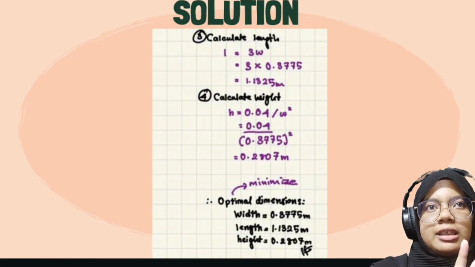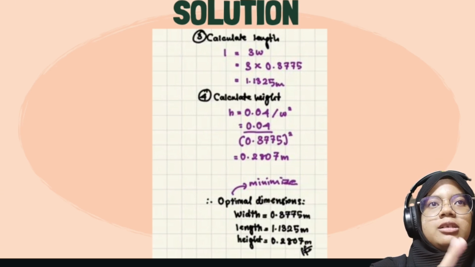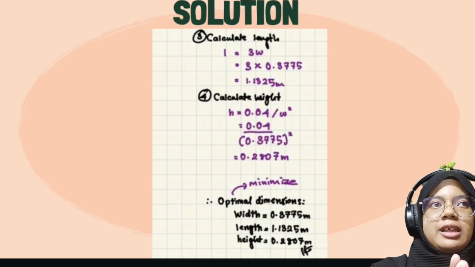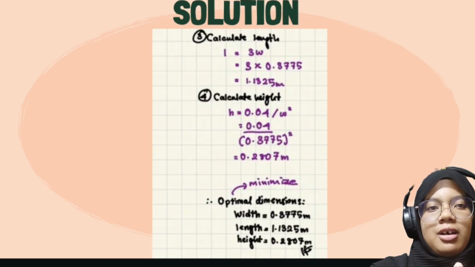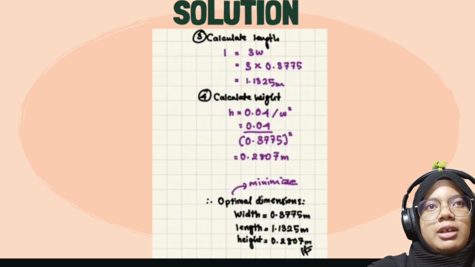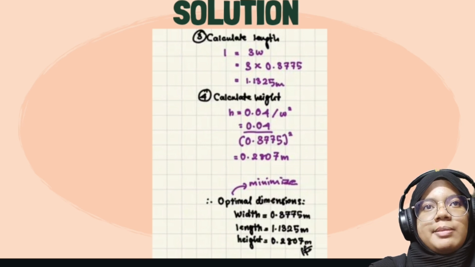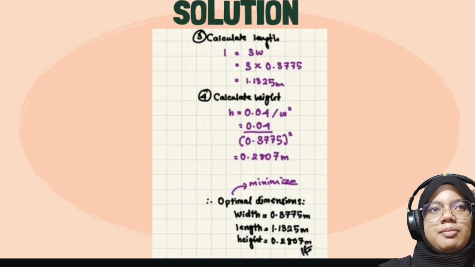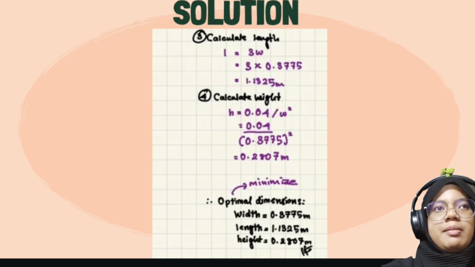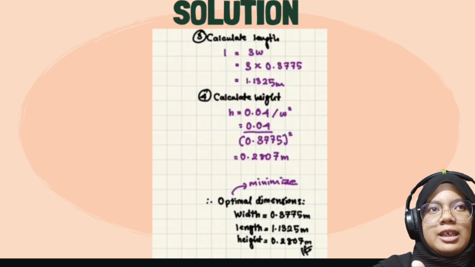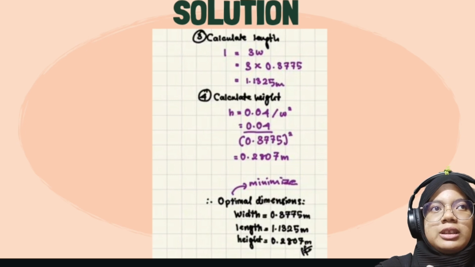With the width determined, we can calculate the other dimensions. The length, being 3 times the width, is approximately 1.1334 meters. The height, which we earlier expressed as 0.04 divided by W², comes up to about 0.2803 meters. To confirm that this critical point is indeed a minimum, we can check the second derivative of our surface area function. The second derivative is positive for all positive values of W, confirming that we have found a minimum.